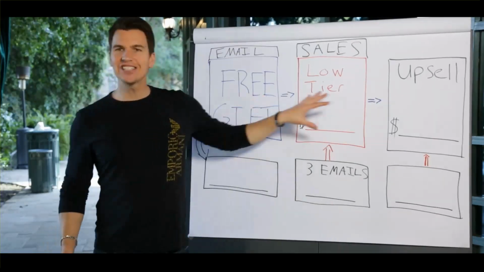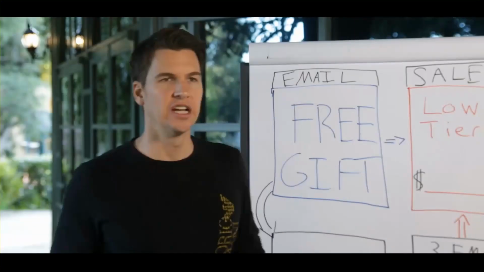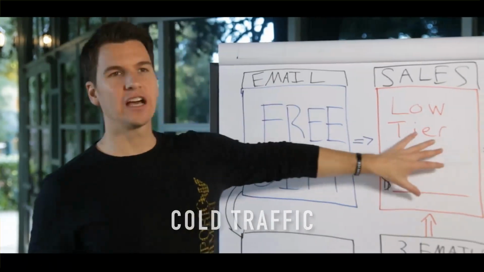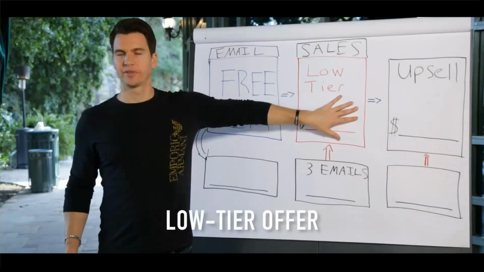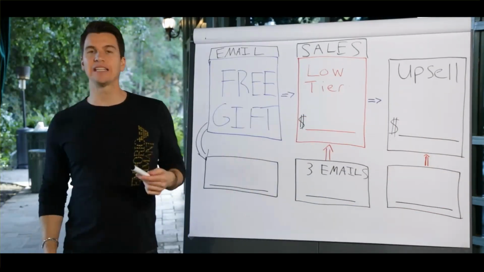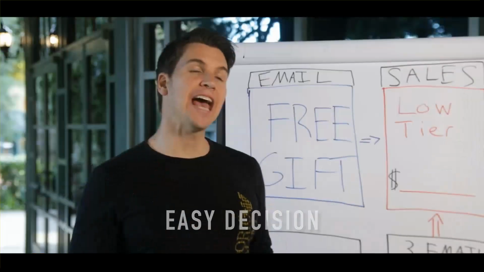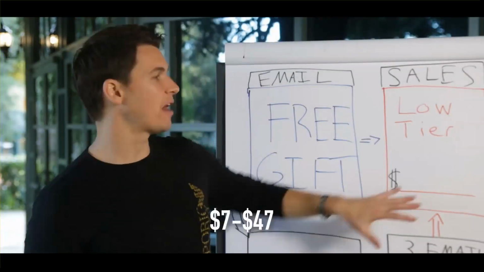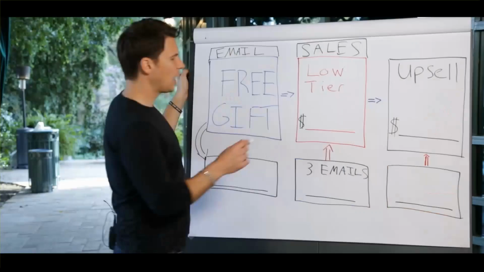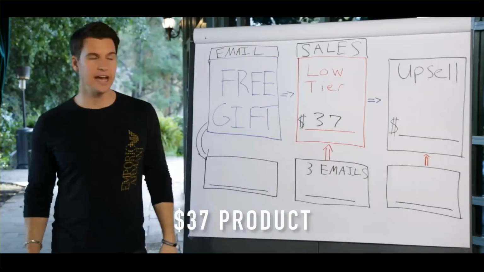Because somebody who's coming to this funnel for us typically is somebody from Facebook, or more of cold traffic where people don't know us as much, we want to make what's called a low tier offer. A low tier offer is something that is easy for somebody to make a decision on. So the price point should be anywhere from $7 to say about $47. Now for us, on most of our products, it's a $37 product, okay?